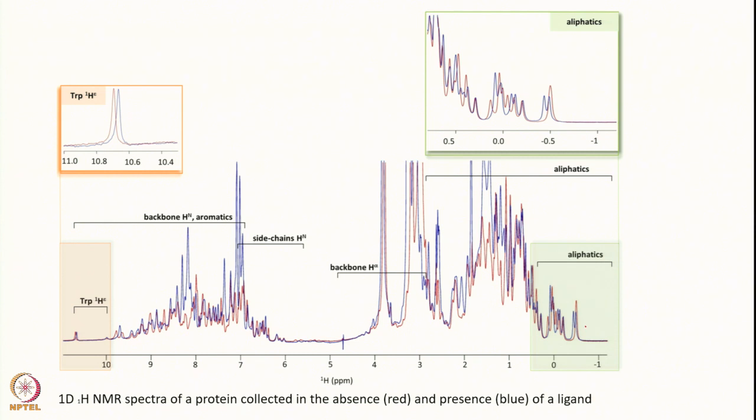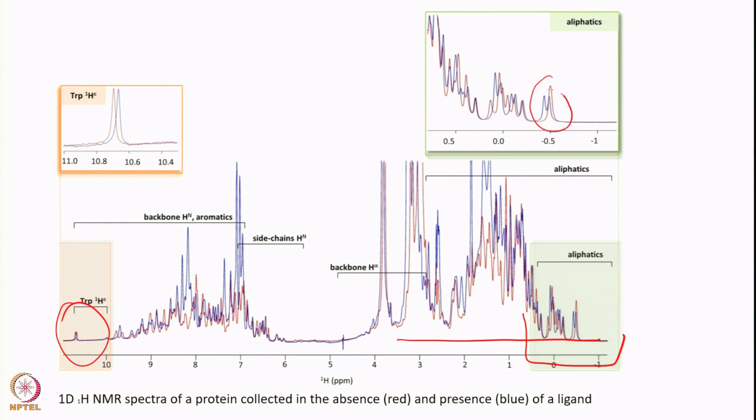Now, you can look at it resonance by resonance. This is the aliphatic region, these are the backbone CH alpha, H alpha, here are the side chains of aromatics, and also the side chains like asparagine, glutamine, lysines and all those, and here are the backbone signals; the last one is a tryptophan side chain. Okay. So, this is the typical 1D spectrum that you have studied. Now, we are titrating with a drug and looking at what shift is happening. So, let us look closely.